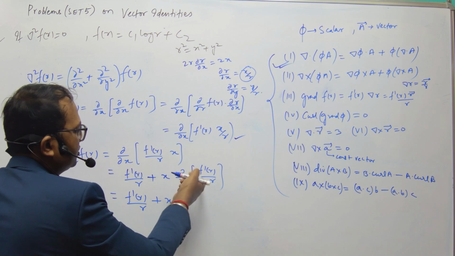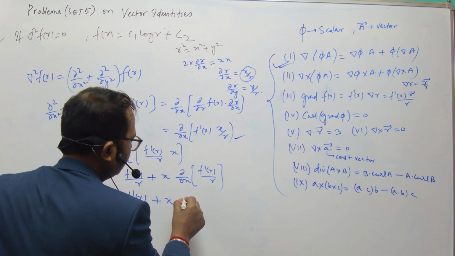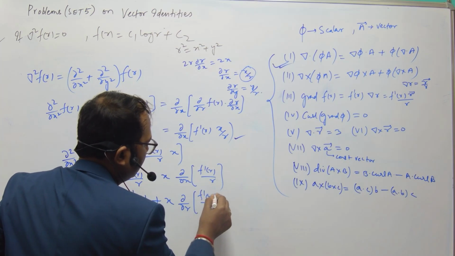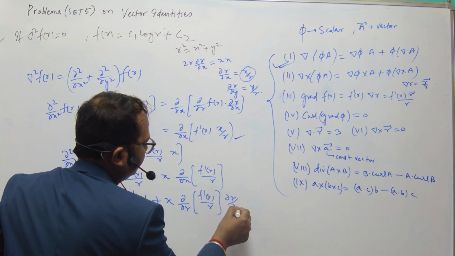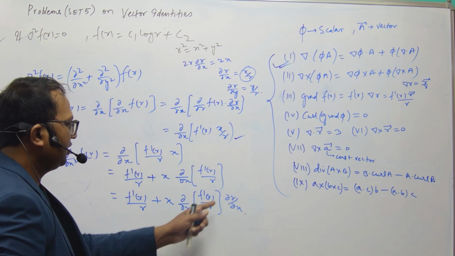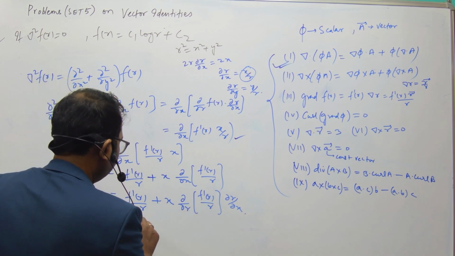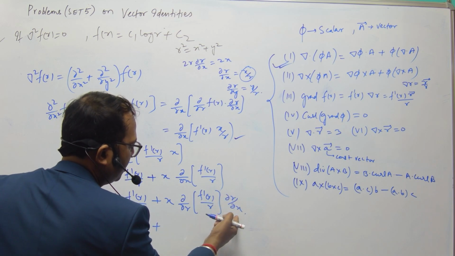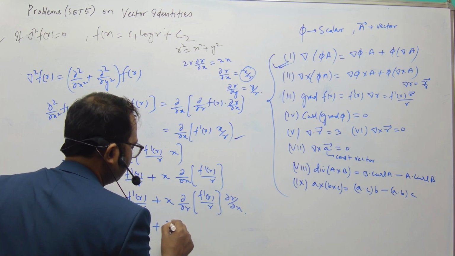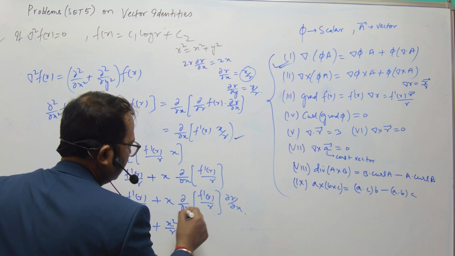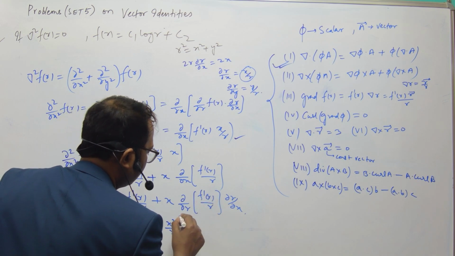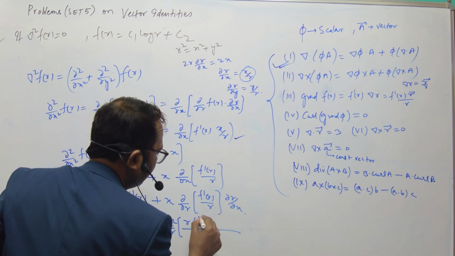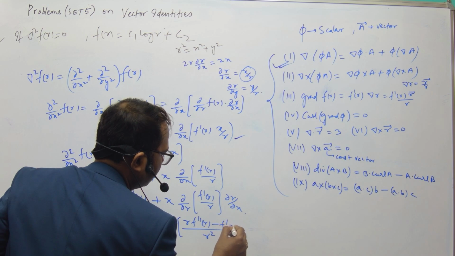we can differentiate this because this is a function of r. We have to differentiate this with respect to r first: f dash r upon r, into del r upon del x. Del r upon del x is x upon r. So f dash r upon r plus x upon r times del r upon del x, which is x upon r, so this is x square upon r. This is the differentiation of f dash r upon r, which is r times f double dash r minus f dash r, upon r square.